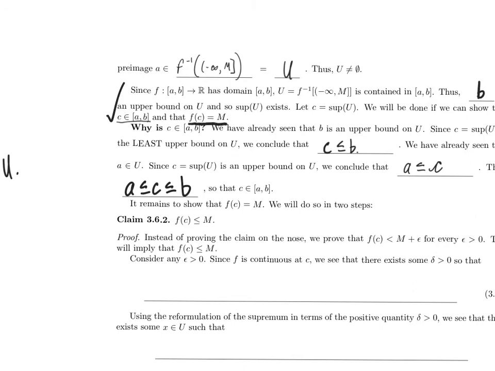Now we need to show that f of C is equal to m. We'll do that in two steps. We've followed this sort of proof technique in analysis a few times, and this is a really good proof technique to just generally be aware of. If you want to show an equality, try to just show two inequalities.